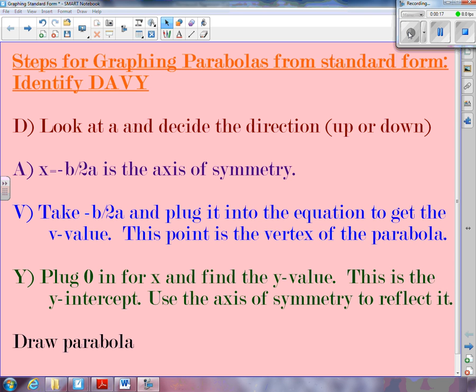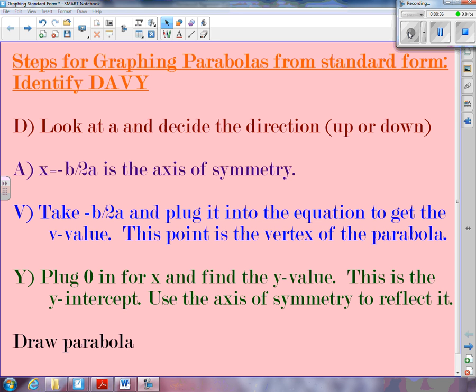You have to look at the a, the number in front of the x squared, and decide whether the graph goes up or goes down. The parabola opens up or down. Then the next thing we do is A. A stands for axis of symmetry. So in order to get the axis of symmetry, you write the equation x equals negative b over 2a.